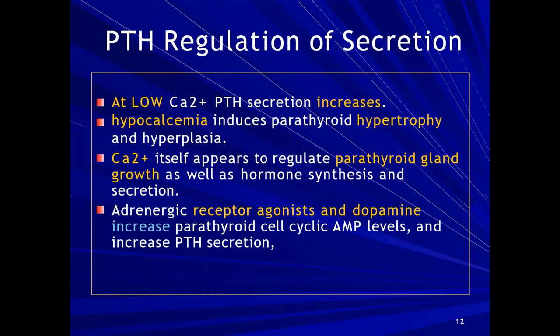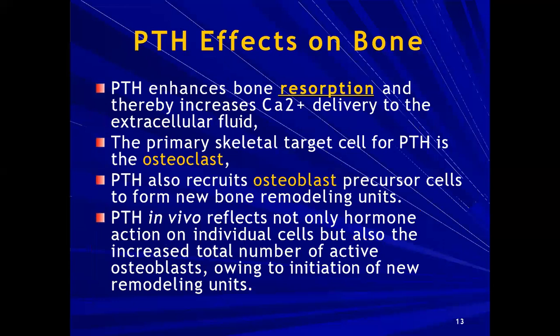So adrenergic receptor agonists and dopamine increase parathyroid cell cAMP levels and increase parathyroid secretions in our body.